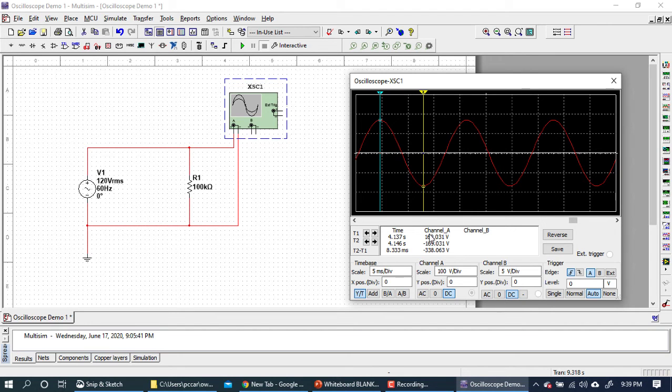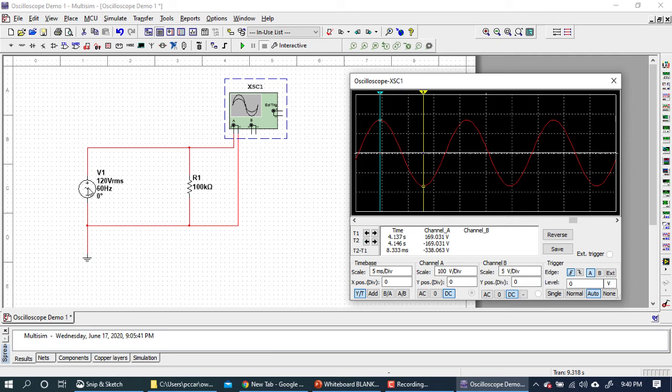So see there, 169 volts. And since this Multisim is trying to simulate a realistic circuit, and it is, the voltages are not going to be exact because we've got some voltage loss or voltage drop here in the circuit. So we're actually measuring a little bit less than what we're calculating, which is okay, no problem.